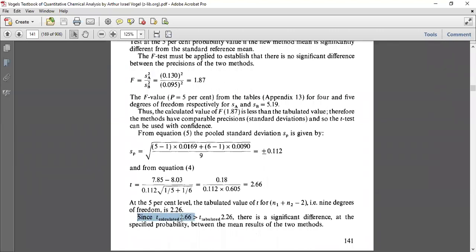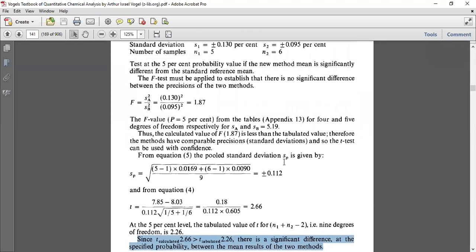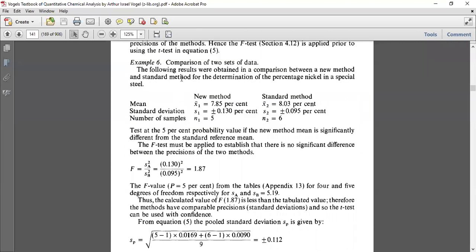This line you just read. T calculated is more than tabulated. So there is a significant difference at the specified probability between the mean results of the two methods. So in this way you can justify this problem, whatever problem, comparison of two sets of data, percentage of nickel content in a special steel by new method and the standard method.